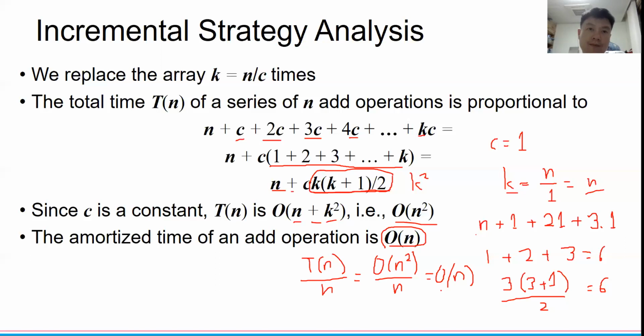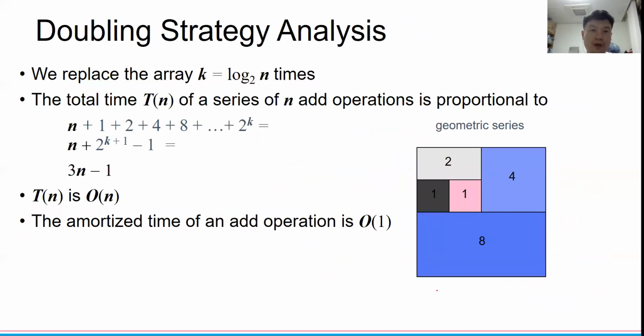Okay, if you are dealing with the doubling strategy, it means once you finish with the first addition, the next will be double from the previous, so it is 4. The next will be double from the previous, which is 8, and so on. So the number of elements will be 2 to the power of k. Let's make k equal to log base 2 of n times.